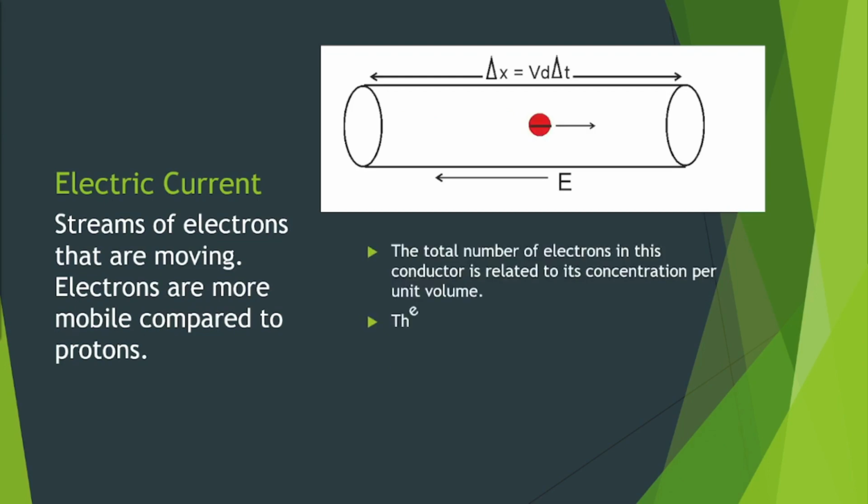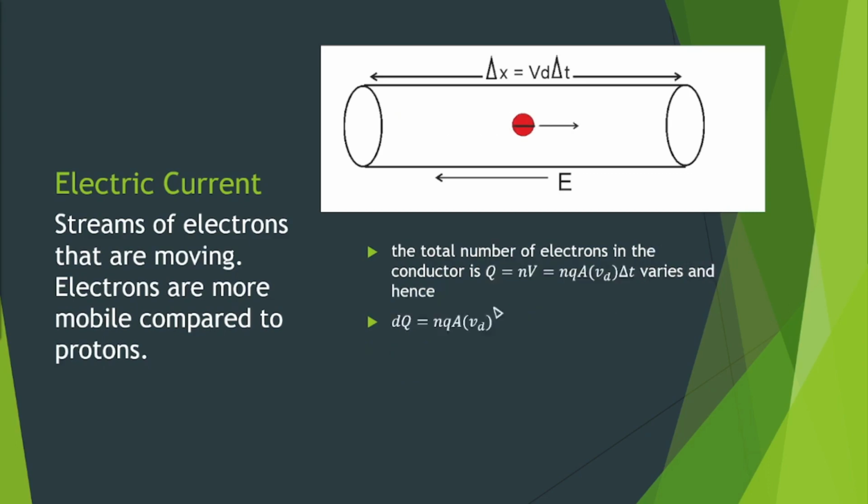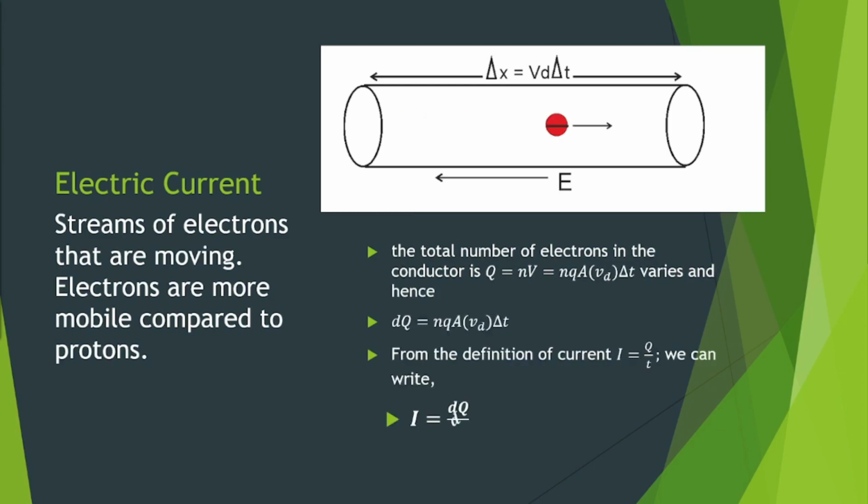This is equal to N times Q times A, multiplied by the drift velocity, and delta t. We see that if the number of charges changes per unit change in time, the current in the conductor is given by I is equal to delta Q over delta T. This is equal to N times Q times A times the drift velocity V sub D.